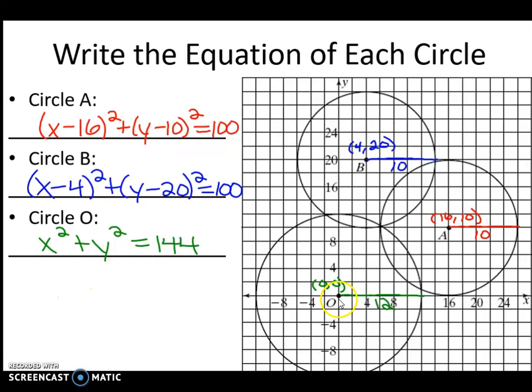And then circle O is 0, 0. So if I plug in 0 to this equation, that's just x squared plus y squared equals the radius 12, and 12 squared is 144. So that's the equation for circle O. This is actually circle O, because the center is at the origin. I use O instead of C because the center for this circle is 0, 0.